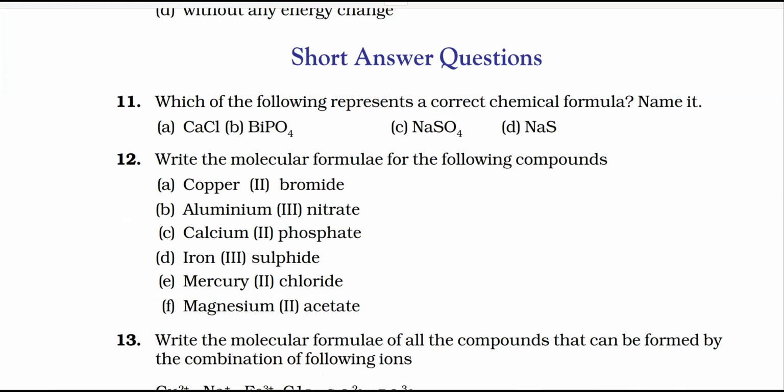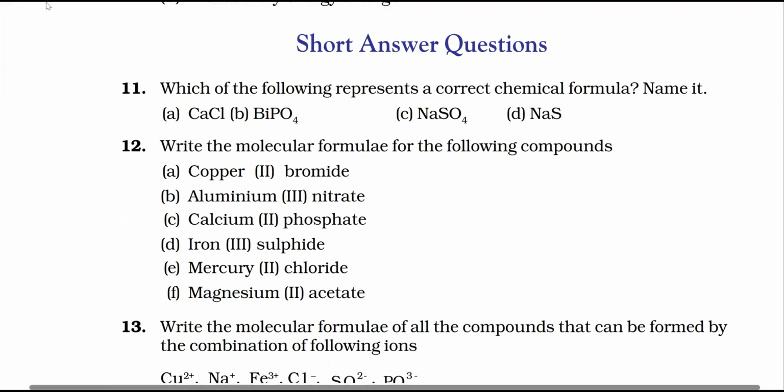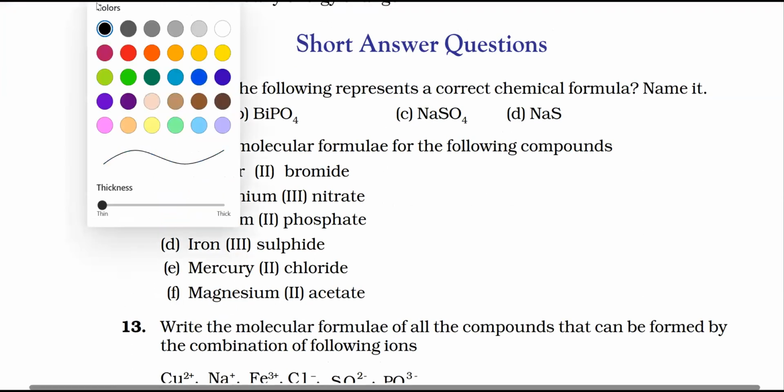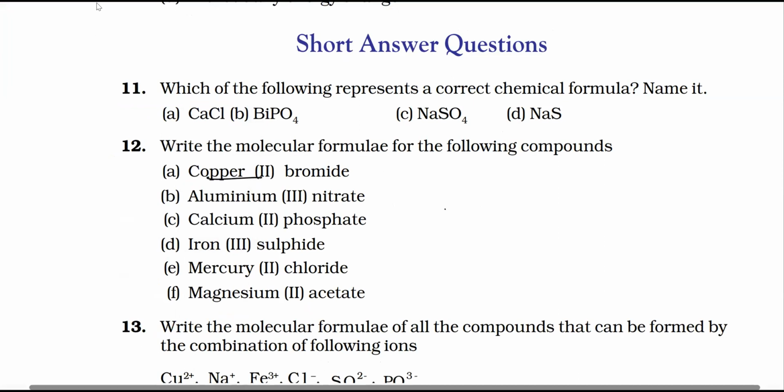If a 2 is written here, what does it mean? It means that here copper is going to have valency 2, and bromide is going to have 1. So you cross multiply and you will get CuBr2. First of all, write down the molecular formula of each and every one.